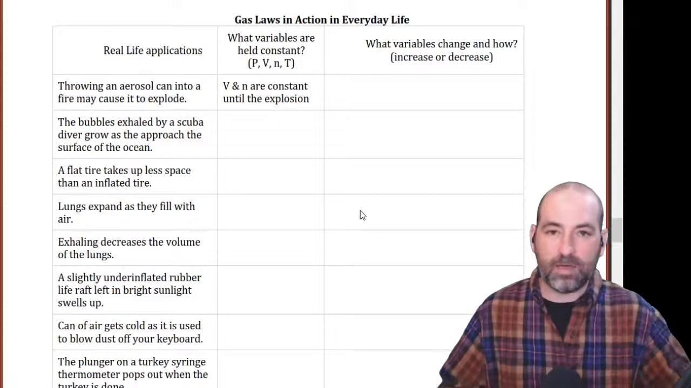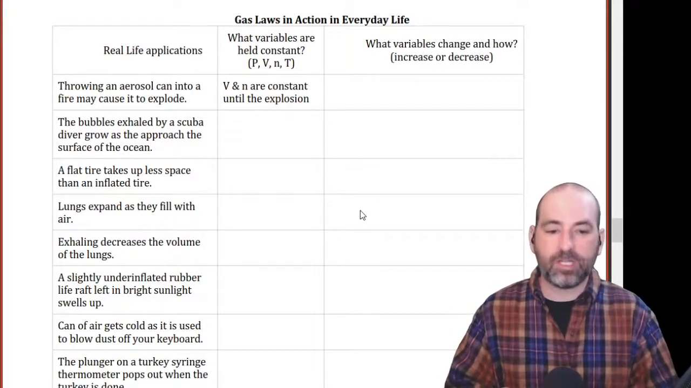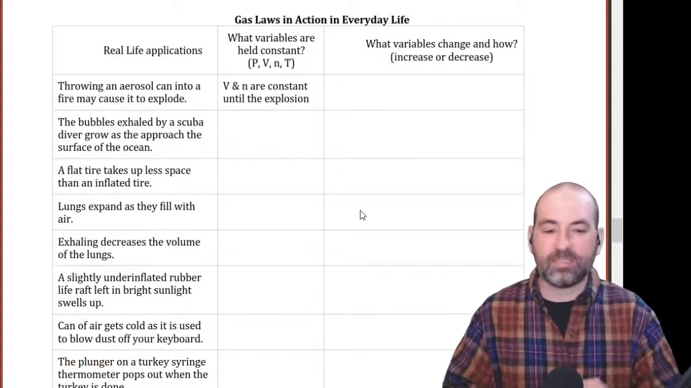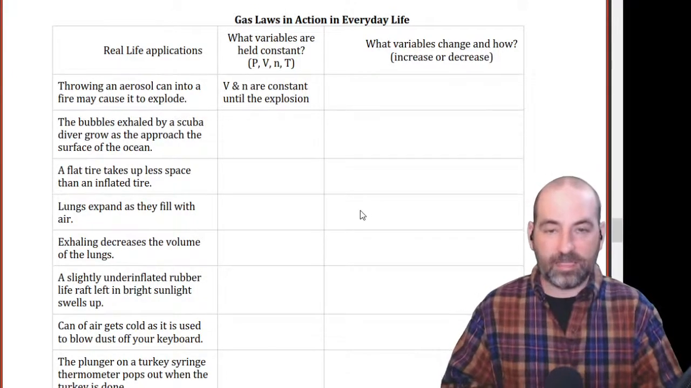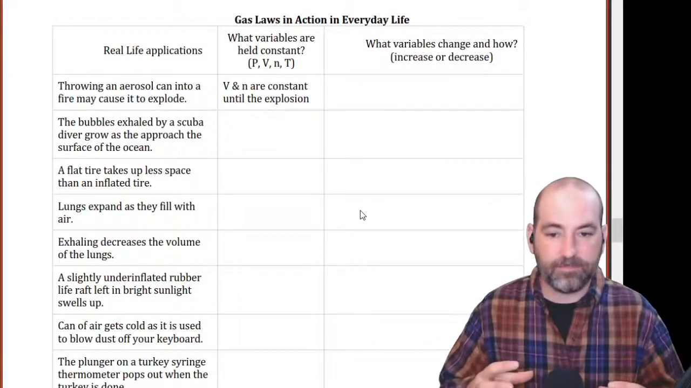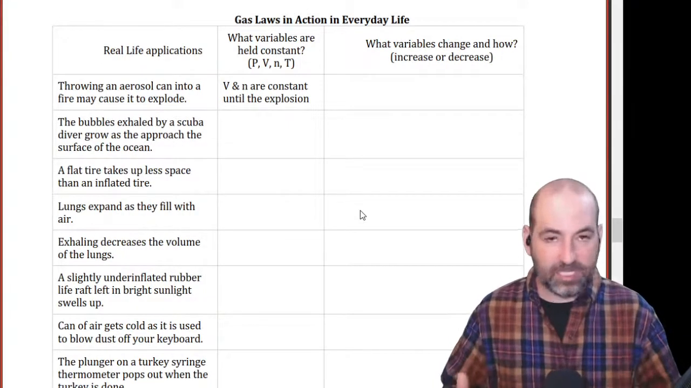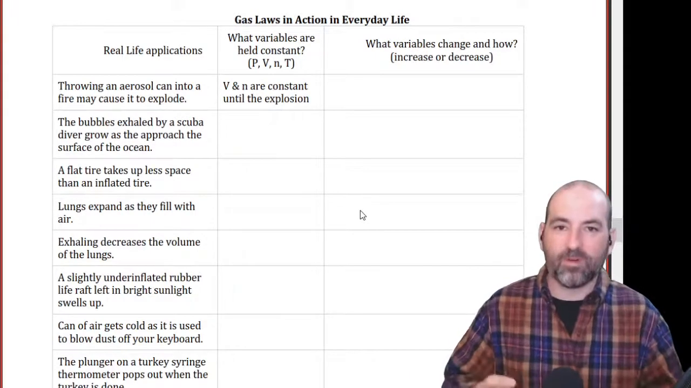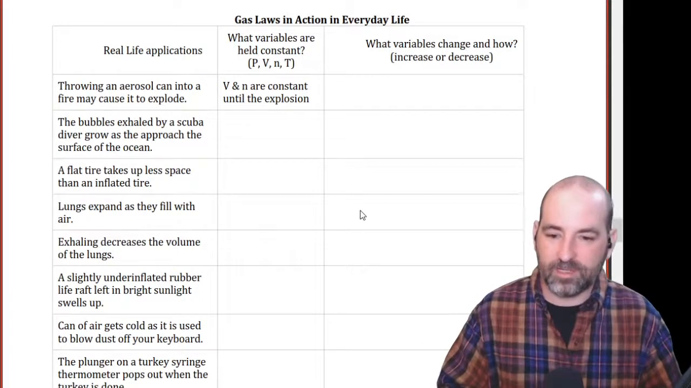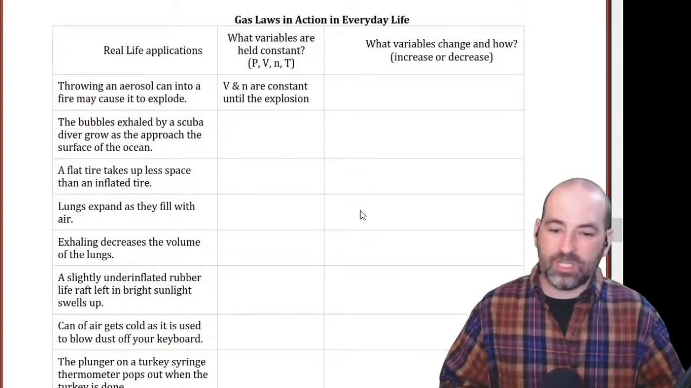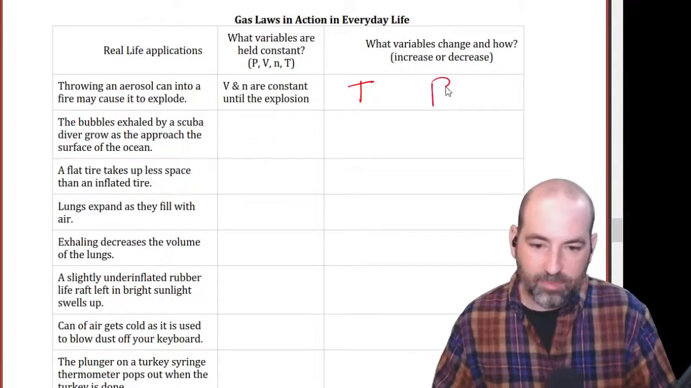So what's happening? Well, first of all, what variables are held constant? So we've got pressure, volume, amount of gas, and temperature. And until it explodes, at least, the volume is constant because the size of the can isn't changing. And the N, the amount of gas inside, is constant because, again, it's not changing until it explodes. So you throw it into the fire, the volume's fixed, the number of moles are fixed. So what's changing? What's changing is temperature and pressure.